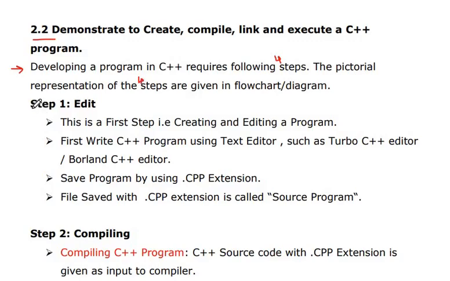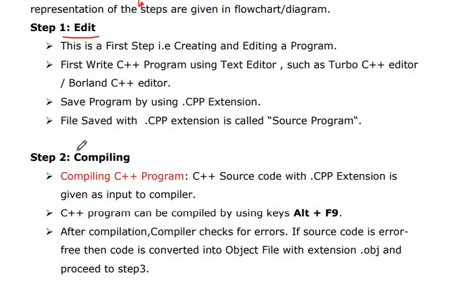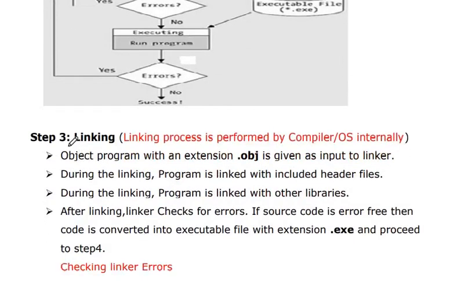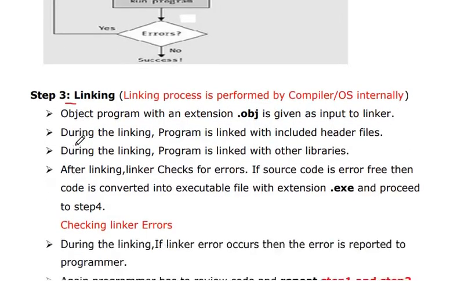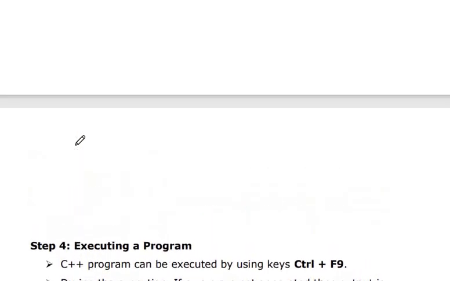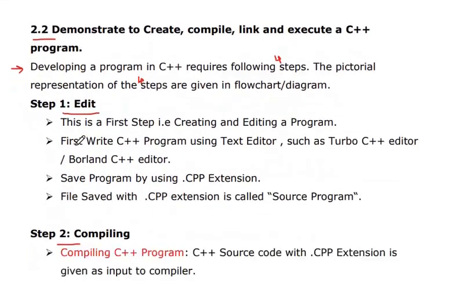First step is creating and editing a program. Second step, compiling a program. Third step, linking a program. Fourth step, executing a program. Now let us see all these steps one by one.